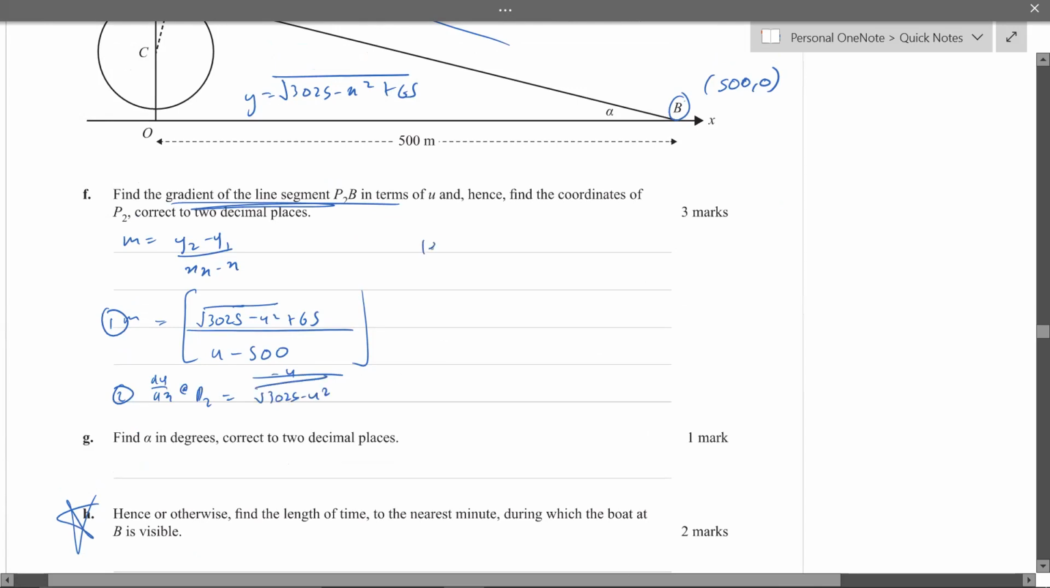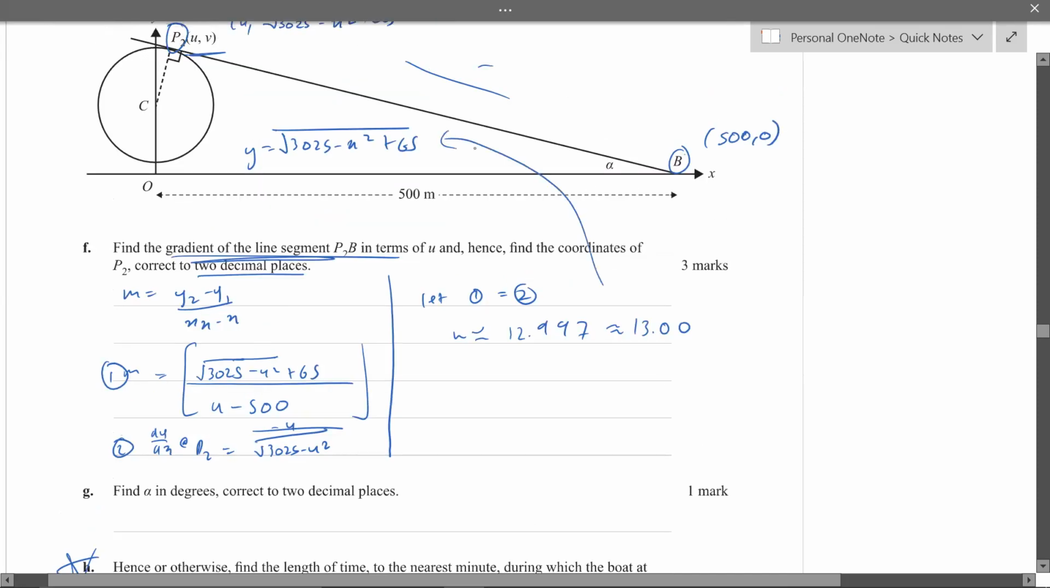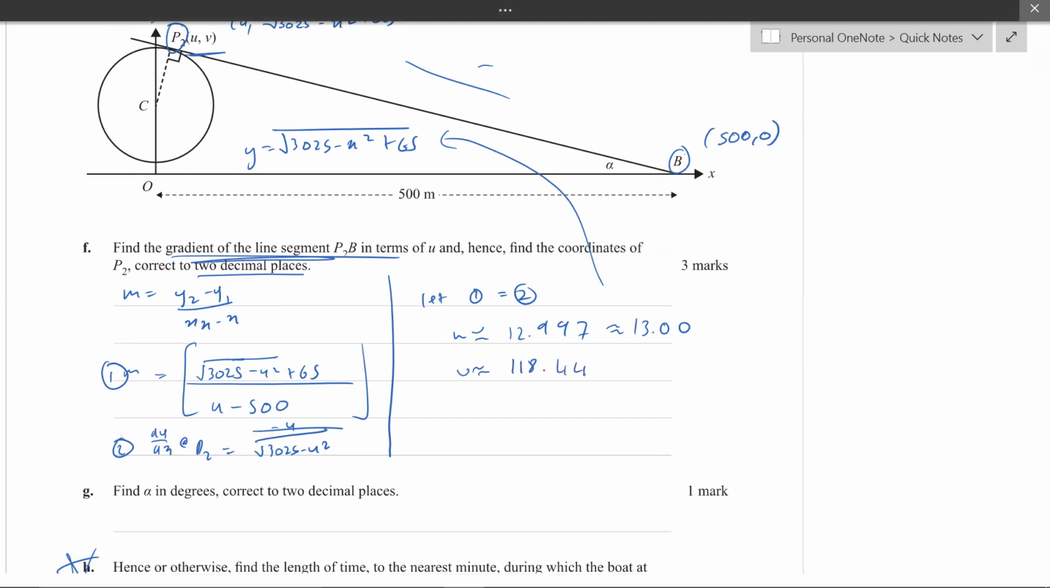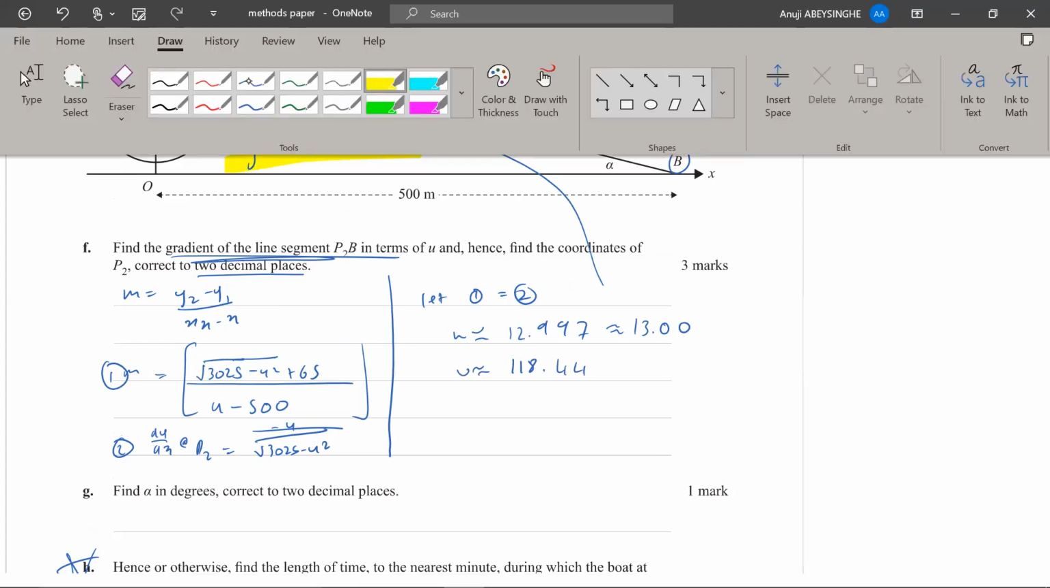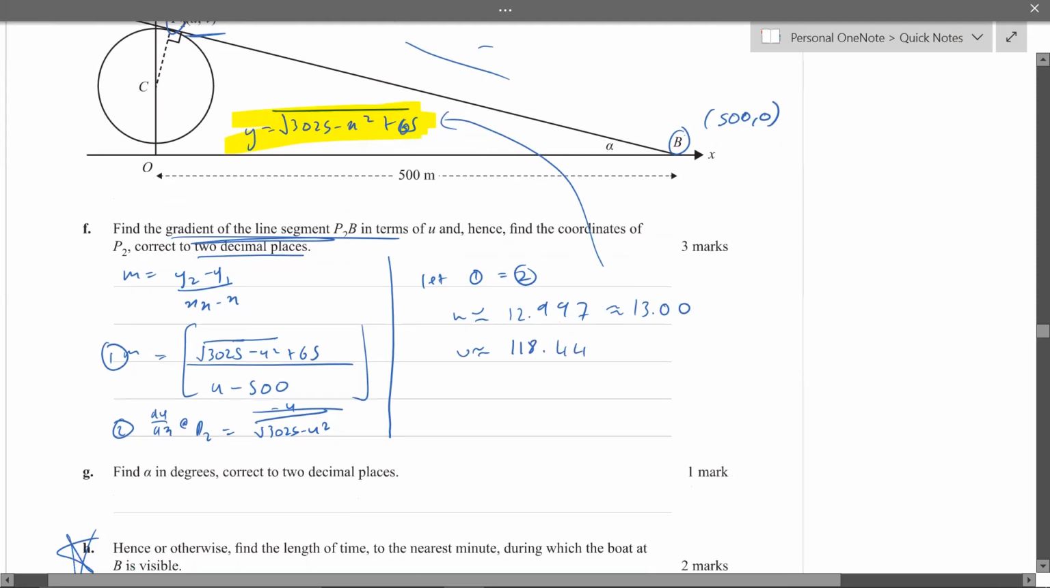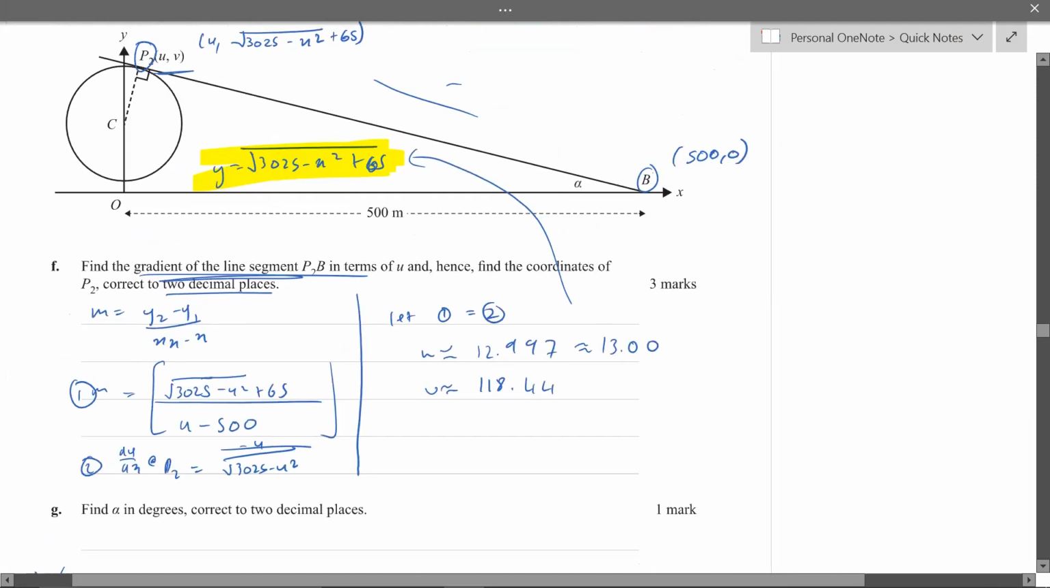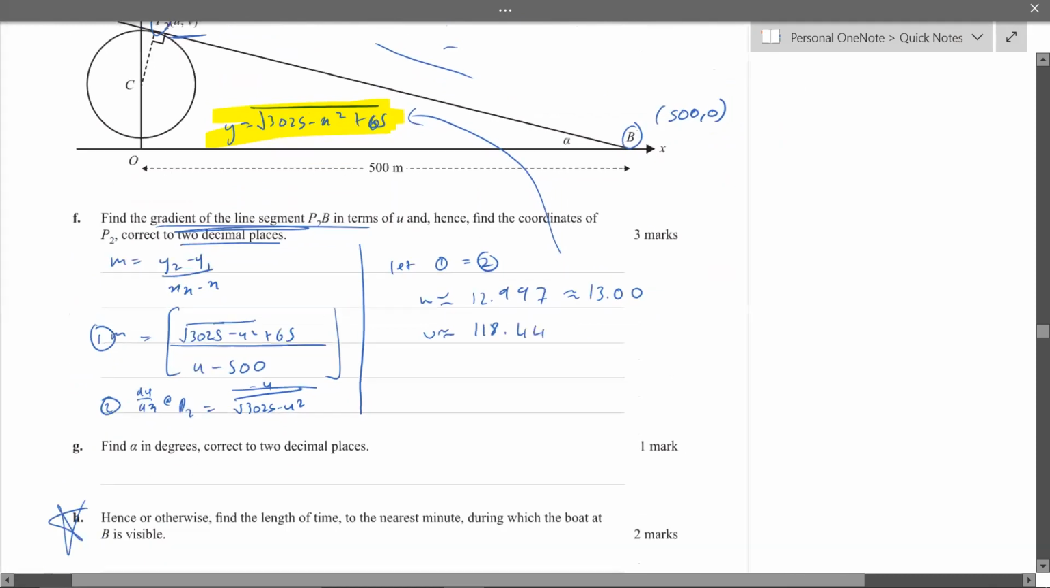And you can just let 1 equal 2 onto your CAS. And your CAS will solve u for you. You get like 12.997, but it's asking for 2 decimal places, so you have to round it to 13.00, and you can put that back into your y function to find v. So v is 118.44. Important part of this question is don't forget the 65. I almost messed up there, but yeah, don't forget the 65.